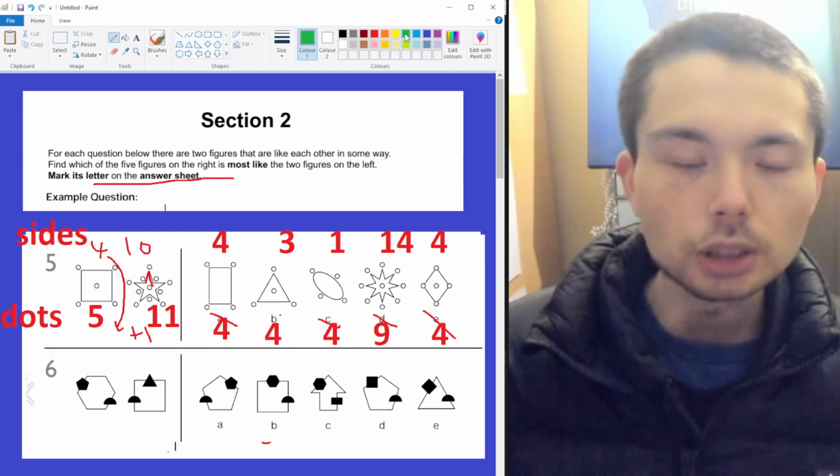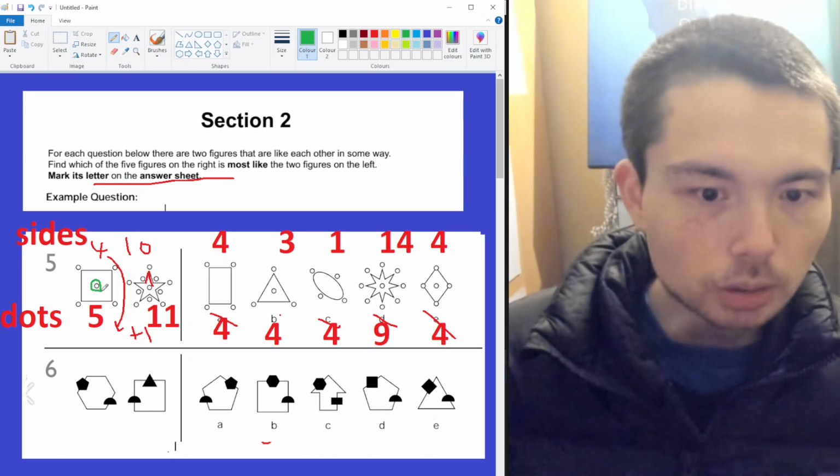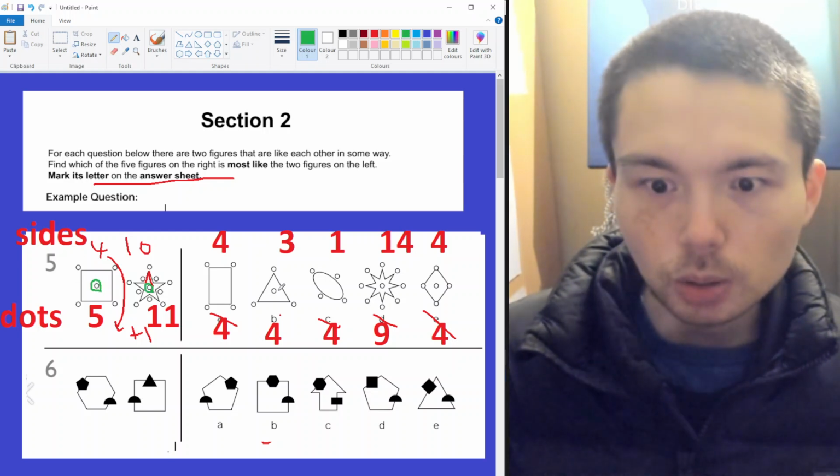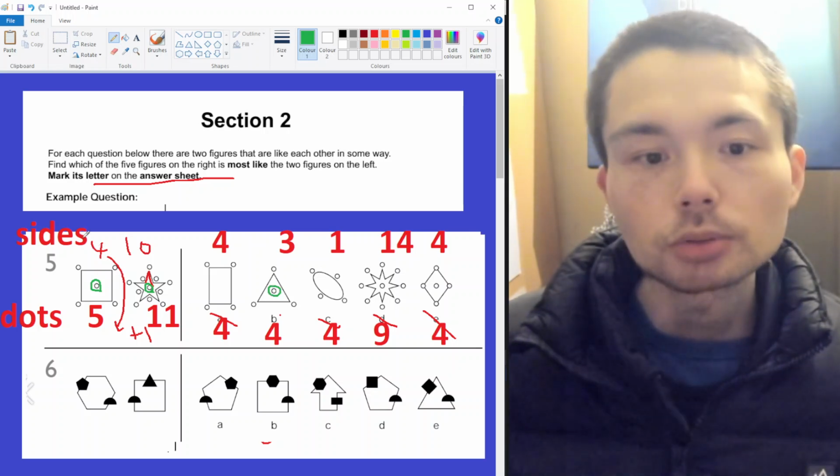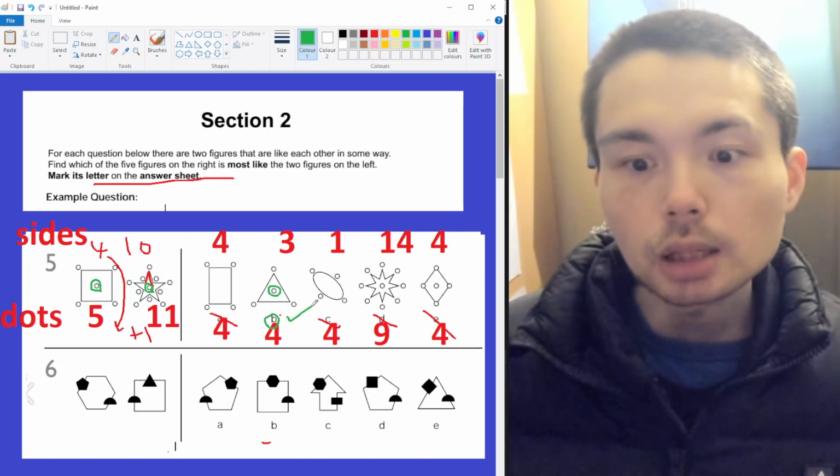There is another feature when I was just checking the mark scheme to make sure. Can you see there's a dot in the center as well? But we got it from that feature. We can add 1 from sides to dots. We get the answer. So B is the answer.